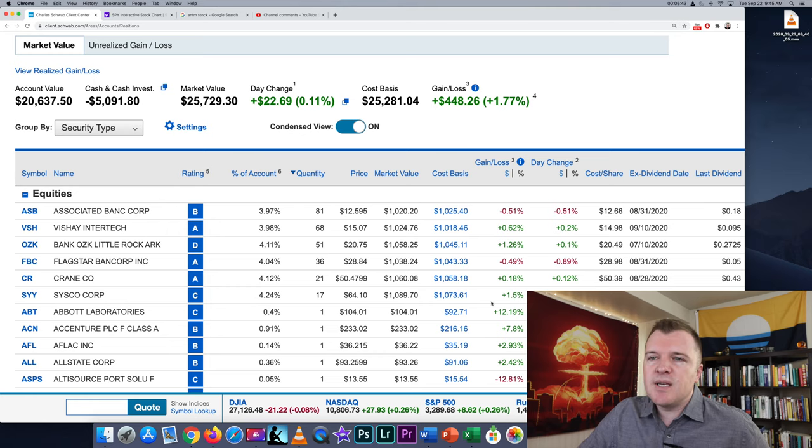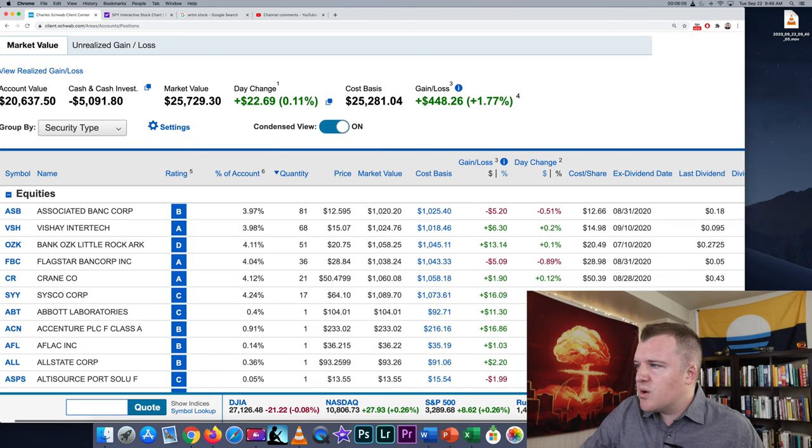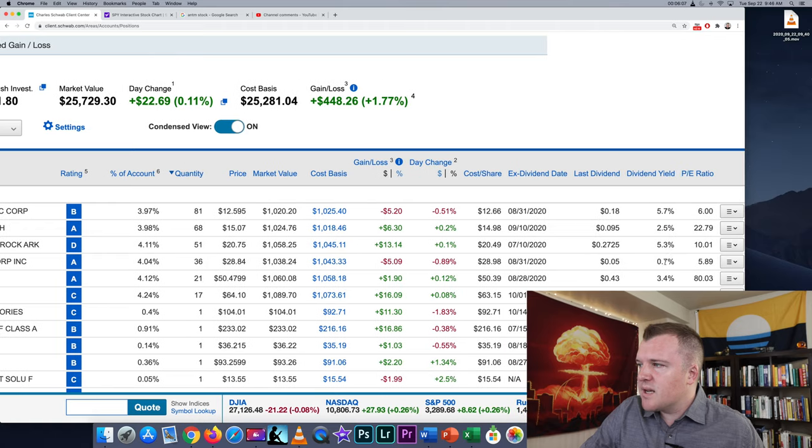But let's say Bank OZK is positive 1.26%. Let's say, hey, I'm happy with whatever profit I'll be taking, $13. So I bought $1,000 and I've gained from my cost basis $13. Let's say I'm getting really nervous about this negative account balance, so I want to close this out. So we can go and sell in order to close out this position.